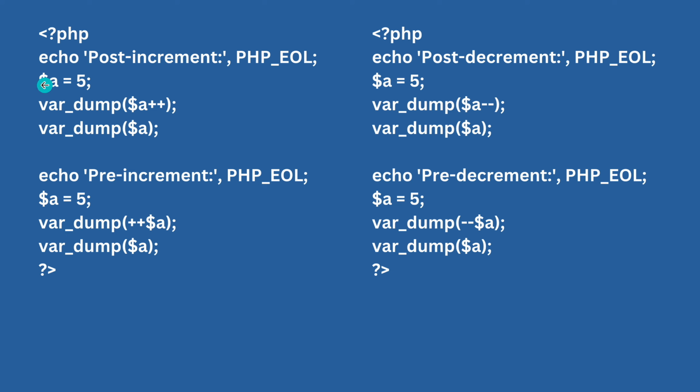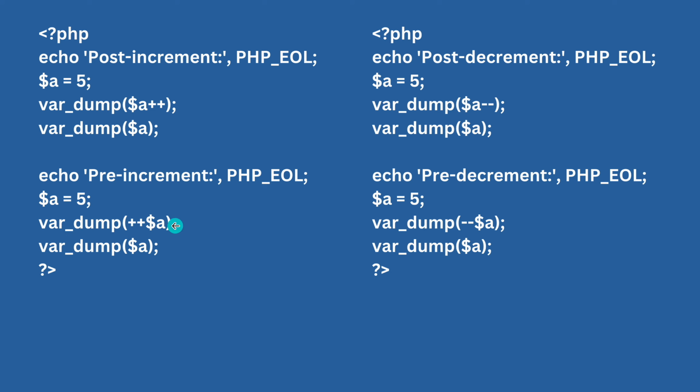So there are lots of examples like here. What will this print? $a equal to 5, what will this print? Five, sir. First it will return a, then increment by 1. So what will it print? Five. Now if you print again, what will it return? Six.